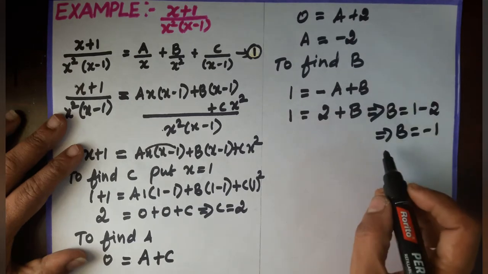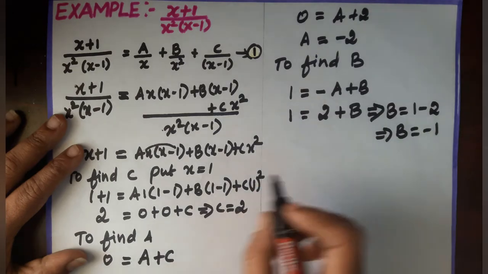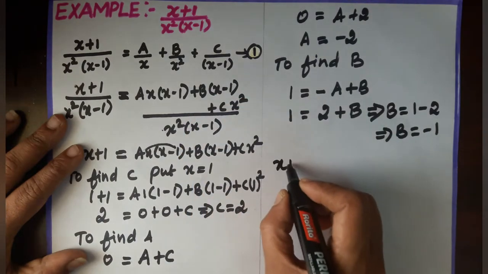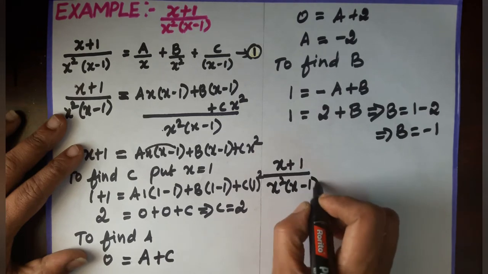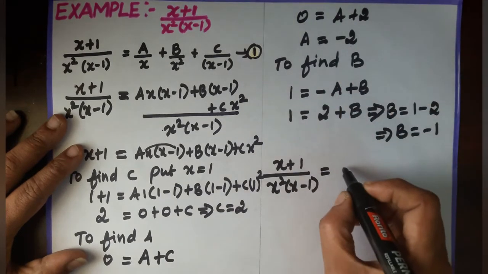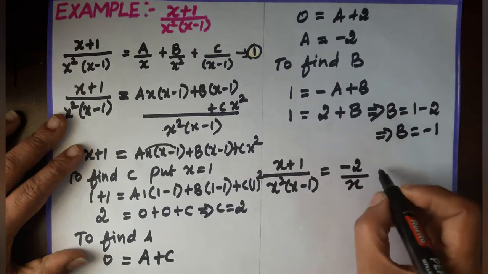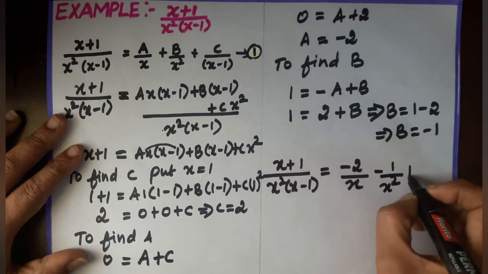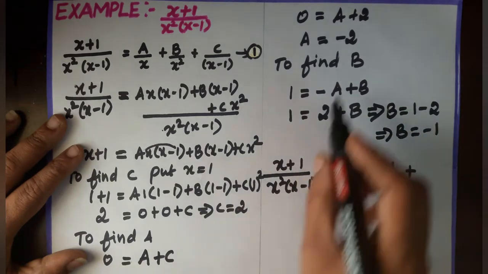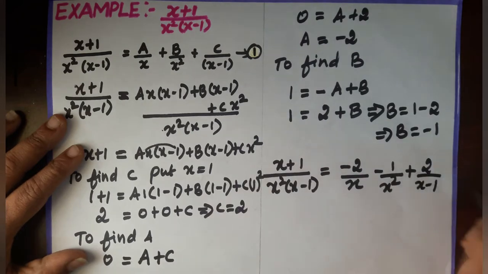Now substitute the value of a, b and c. Then we get x plus 1 by x square into x minus 1 equal to a is minus 2, minus 2 by x, b is minus 1, minus 1 by x square plus c is 2, 2 by x minus 1.